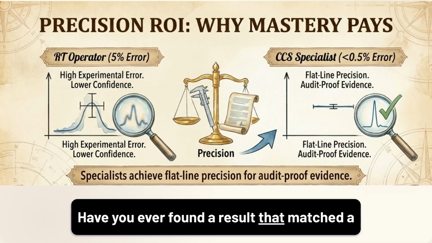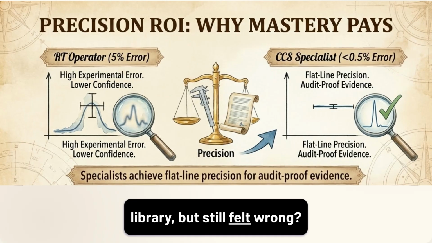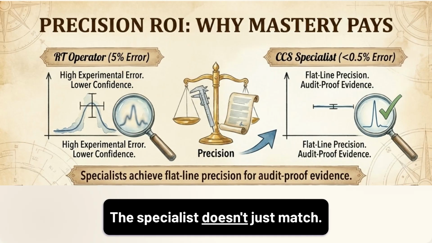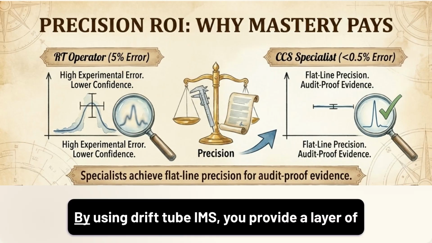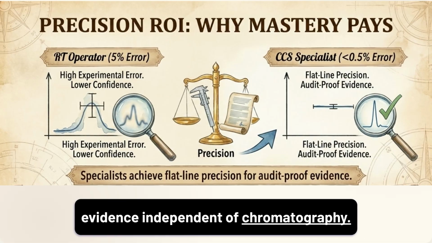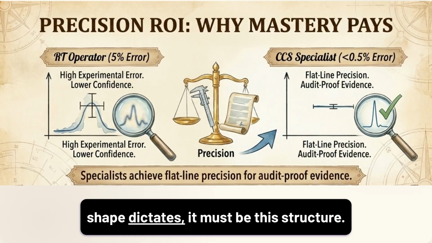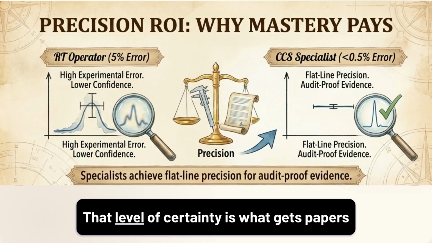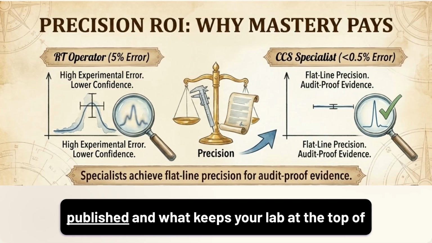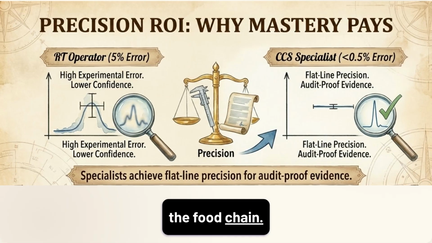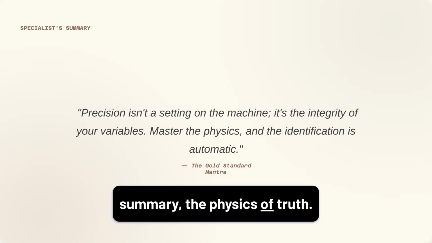Have you ever found a result that matched a library but still felt wrong? A specialist doesn't just match, they prove. By using drift tube IMS, you provide a layer of evidence independent of chromatography. You are saying, the physics of this molecule's shape dictates it must be this structure. That level of certainty is what gets papers published and what keeps your lab at the top of the food chain.